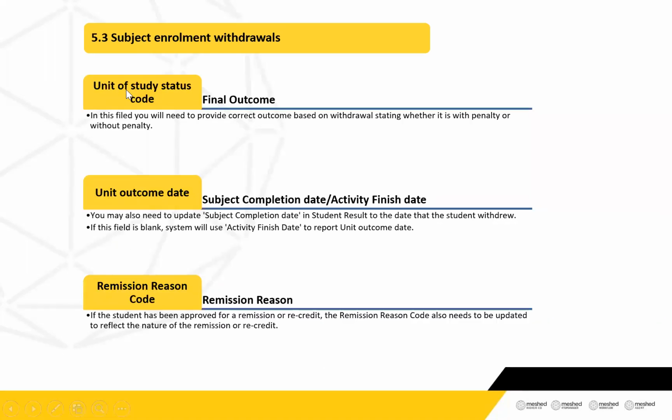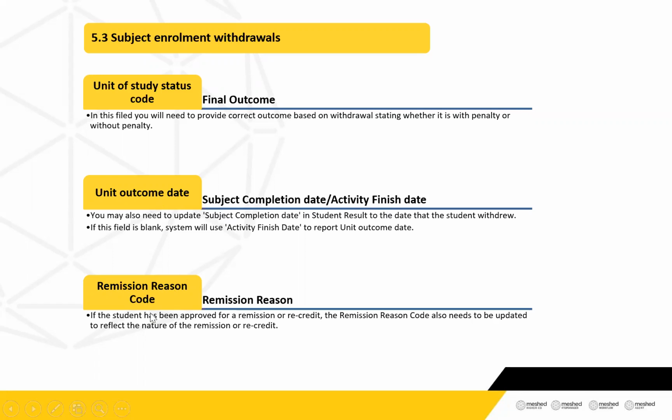Okay. So this is the explanation that I have added for each and every field. That is unit of study status code. You have to update the final outcome that is relevant to that withdrawal of the student. Then unit outcome date is basically mapped with subject completion and activity finish date. Now, if you provide a date for the subject completion, the system will consider that date as unit outcome date. If this date is missing, the system will basically consider activity finish date as unit outcome date. So that's why it is required that you should update at least one of these dates.